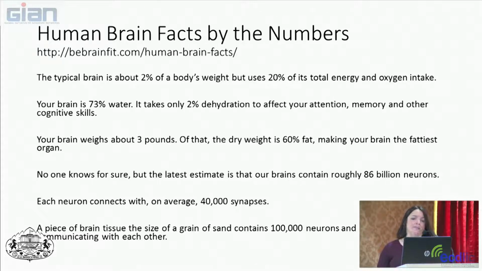No one knows an exact count, but the latest estimate is that our brain contains roughly 86 billion neurons. So that's a lot of cells. Neurons are the brain cells that help communicate in the brain and throughout the body. We'll also talk about them a little bit more. Each neuron is thought to contain on average about 40,000 synapses. Synapses are the connections between the brain cells, between the neurons, and between different parts of our body. So each cell is widely connected to other parts of the body and other parts of the brain. A piece of brain tissue the size of a grain of sand contains about 100,000 neurons and about 1 billion synapses, all communicating with each other. So if you really stop and think about it, it's a very, very complex system.